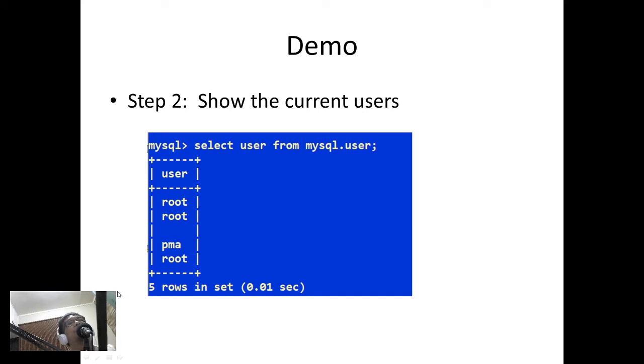In step 2, you can show the current users. How do you show current users? We just type SELECT user FROM mysql.user. This will give us the users of the database.